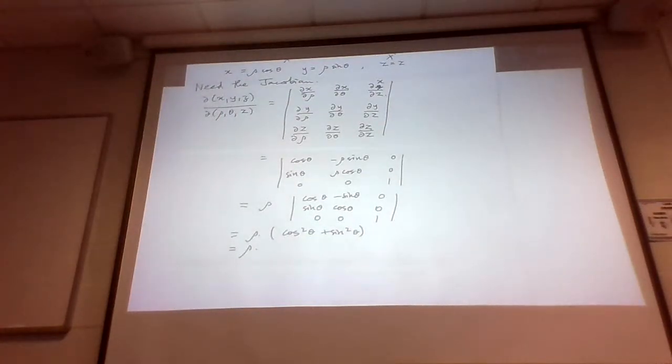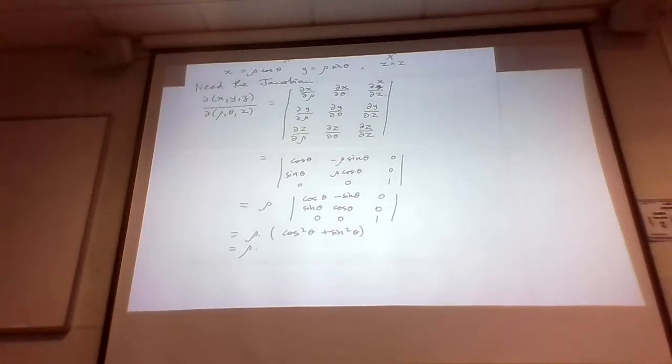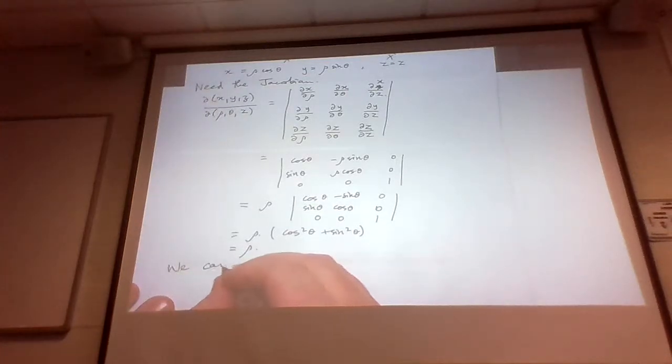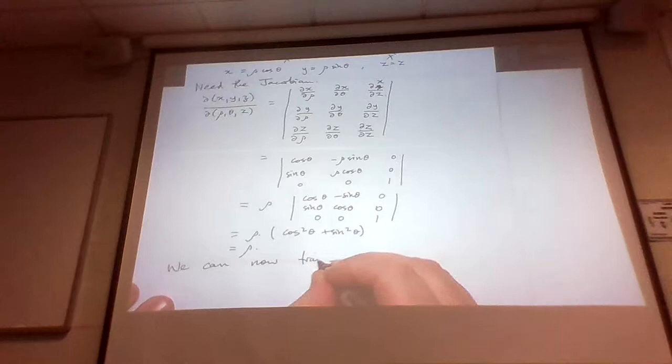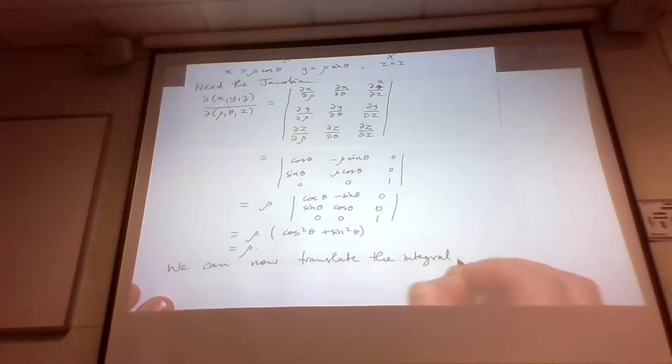So this is going to make an appearance in the new area element, because the new area element is going to be rho d theta dz. So we can now transform the integral, translate the integral from Cartesian coordinates into cylindrical coordinates. Are there any questions just about the derivation of the Jacobian? Okay.